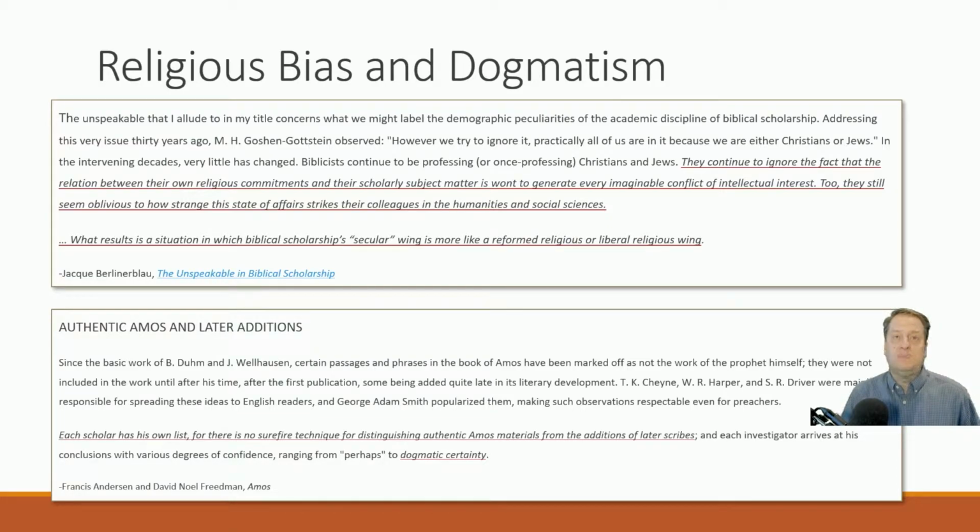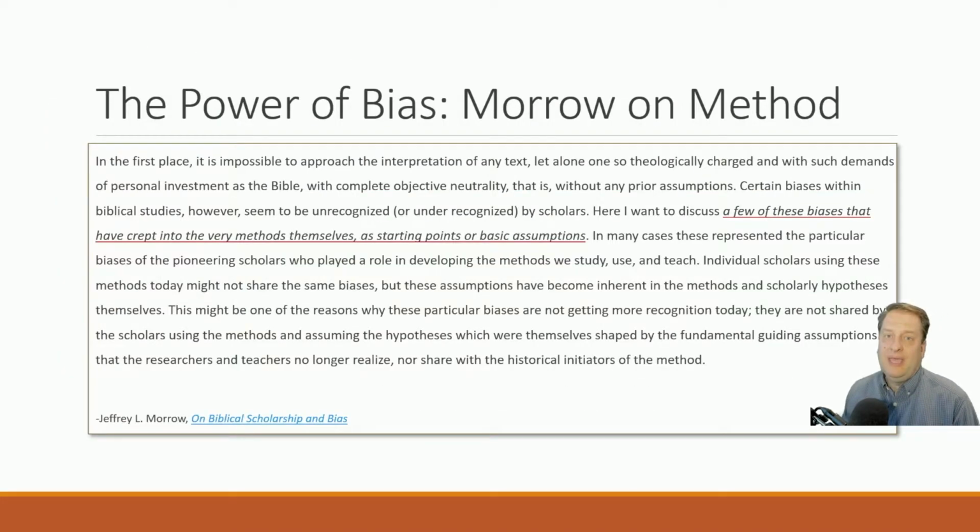A lot of scholars make very, very firm dogmatic pronouncements, and then you'll read several other commentaries where scholars are very tentative in the conclusions that they speak of. So again, a dogmatic personality type amounts to a very, very powerful form of bias in a scholar's work. And now let's look at Jeffrey Morrow on bias in scholarly method.